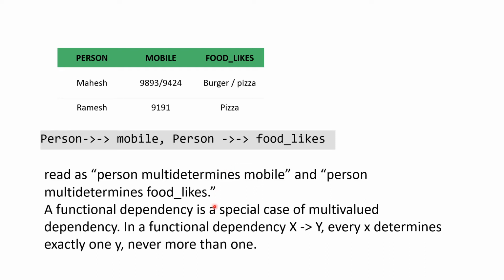A functional dependency is a special case of multi-valued dependency. In a functional dependency, X determines Y: every X determines exactly one Y, never more than one.